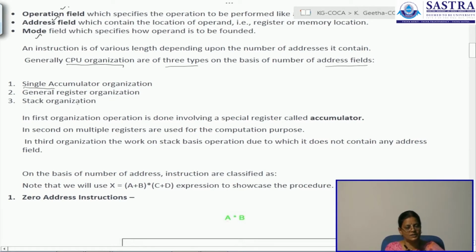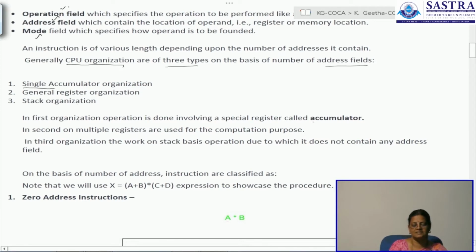So in this session we are going to discuss the classification of CPU organization based on the number of addresses it involves, which comes under the classification 0, 1, 2, 3, and based on where we have the data, either in the accumulator, in registers or in the stack. Accordingly we have these three classifications. So first we will see them one by one.